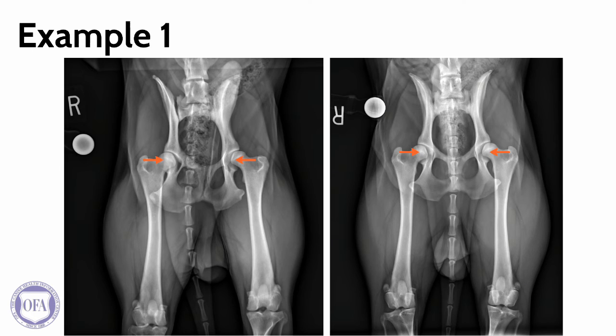The difference that this makes on the coverage of the femoral heads by the acetabulum is huge. The asymmetry of the pelvic limb musculature is also no longer seen. This dog received a final grade of good.